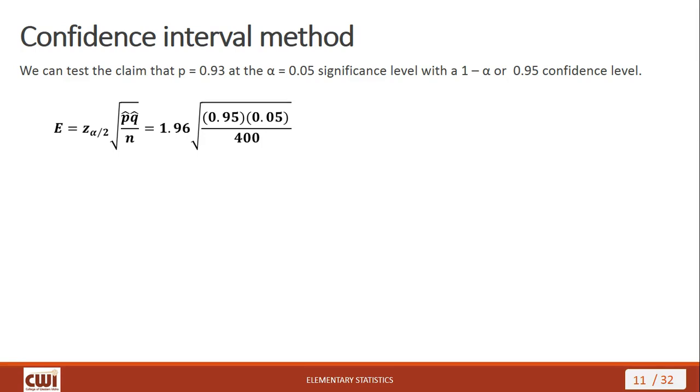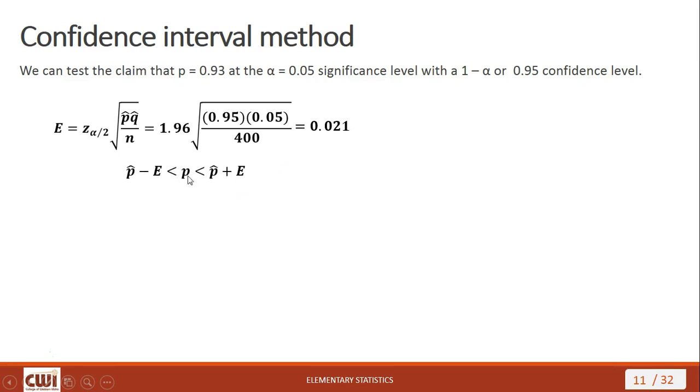So we put our numbers in. We've already calculated our critical score. This is the z-score that we put in for the margin of error. It's the same number, 1.96. P hat is the sample proportion, which we're testing at the 95% confidence level. So therefore, q hat has to be 5%, and our sample size was 400. Punch this out on the calculator, and we get 0.021.